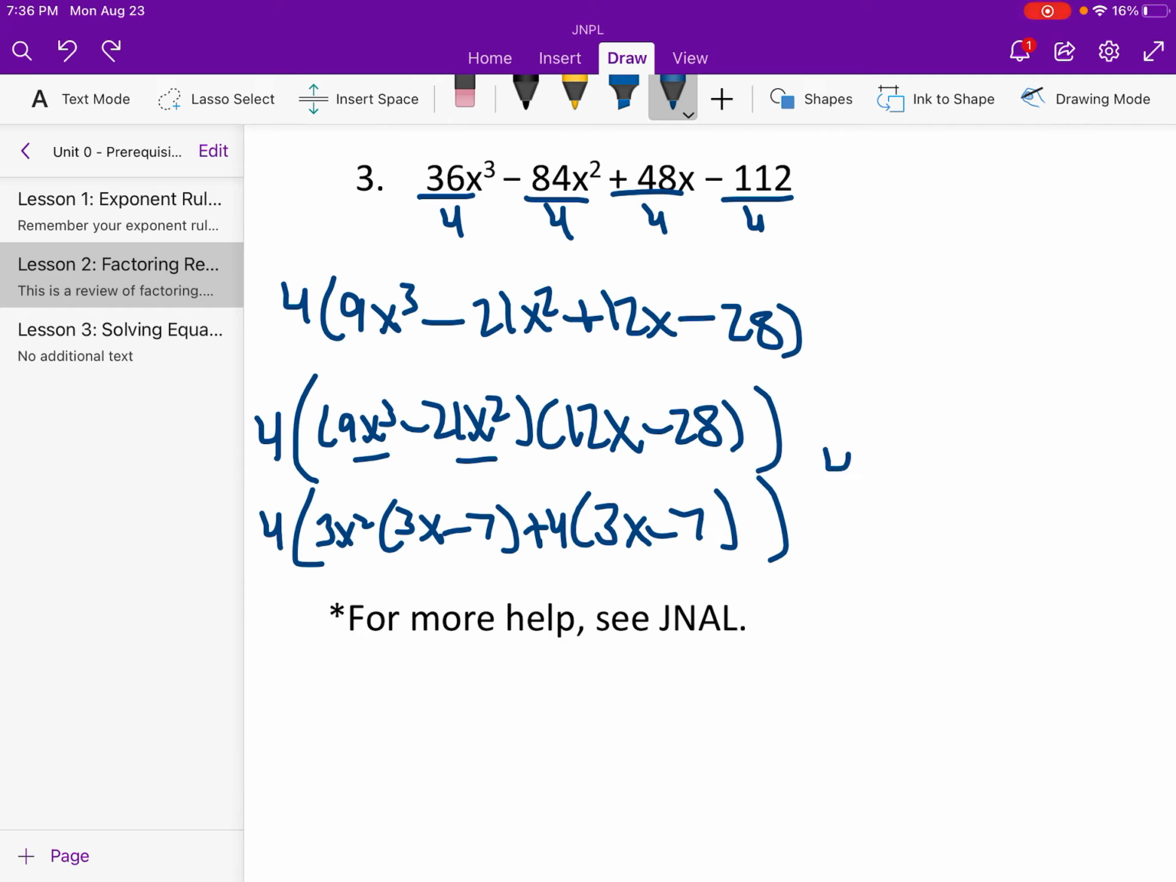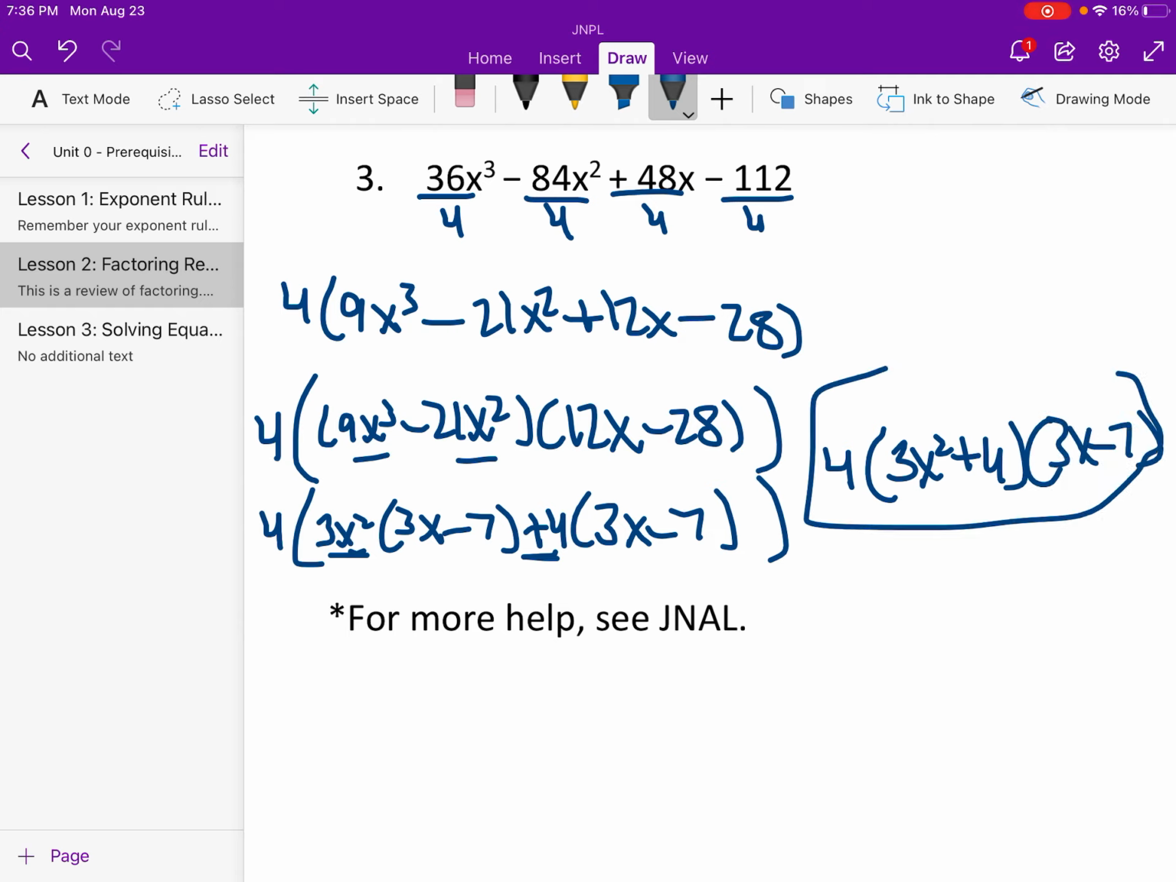So then we have 4 as our first factor. Then we put these two parts together, 3x squared plus 4, and then the last part is 3x minus 7. And that cannot be simplified further, so that is your answer.